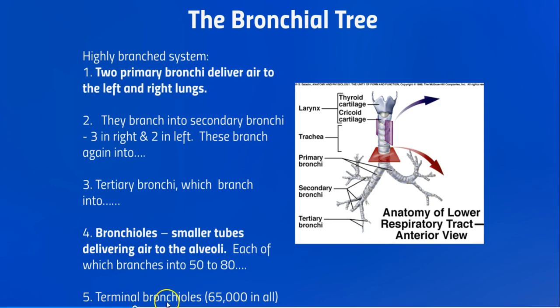So by the time we get to the smallest of the bronchioles, we're talking about 65,000 tiny little structures that are getting oxygen to line up.